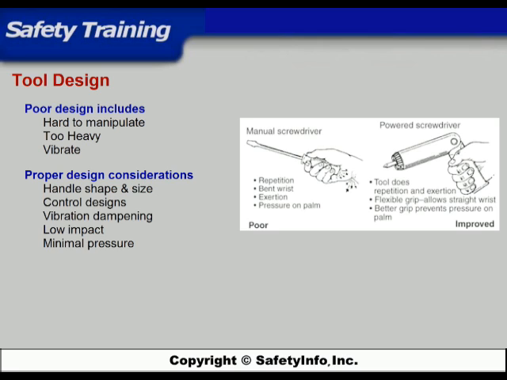Tool design is a very important part of task-related design. Tools that are hard to manipulate, require excessive force to operate, are too heavy, vibrate, or are awkward to operate can cause a significant risk factor for musculoskeletal disorders. Tool design areas that should be examined include handle shape, type of actuating controls, control location, vibration, impact, force, and the amount of pressure required to operate the tool.